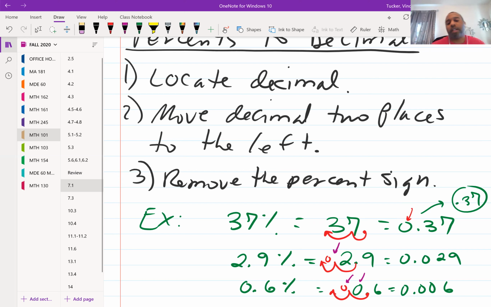All right. Same thing with 2.9%. Move the decimal 2 places to the left. Use a 0 as a placeholder because the only thing to the left of the decimal was the 2. So that would be 0.029. And then for that 0.6%, same thing. But this time have 2 zeros in front of that 6, in between the 6 and the decimal. 0.006.